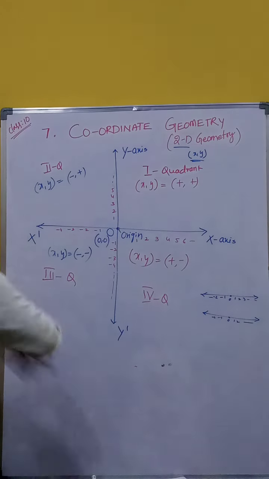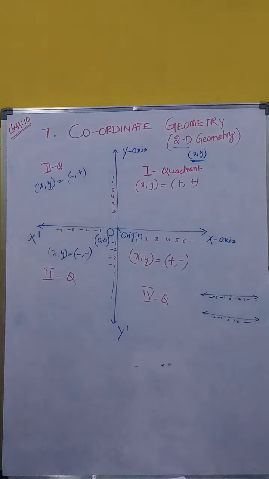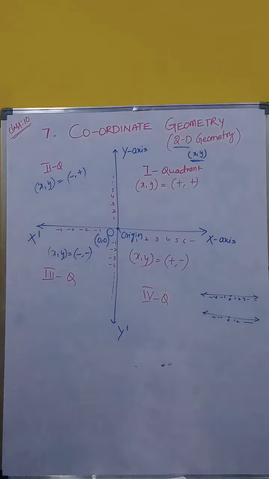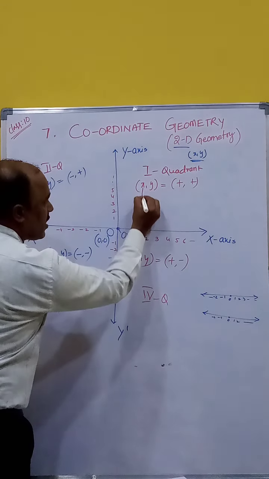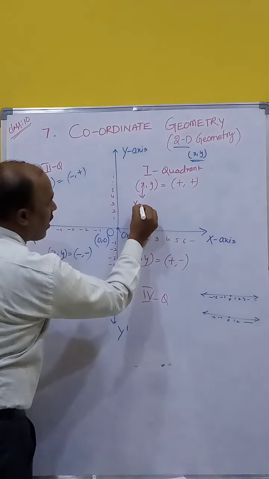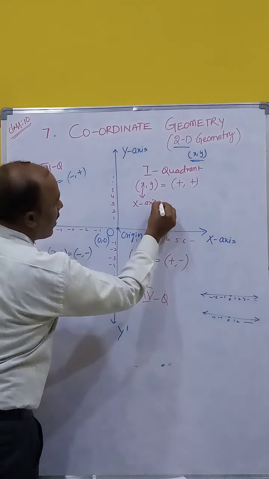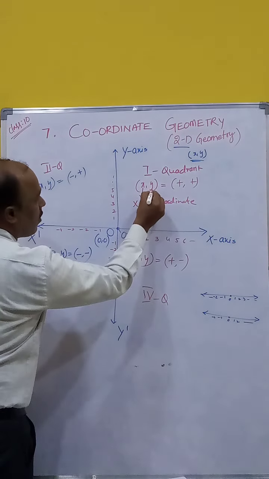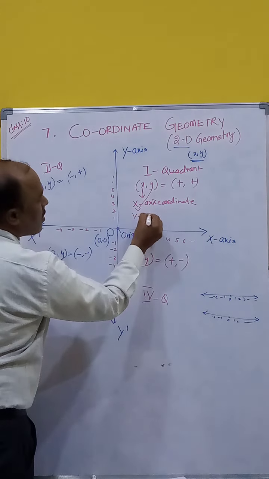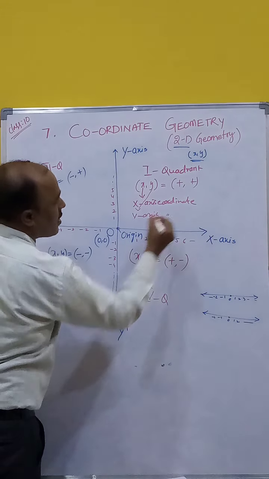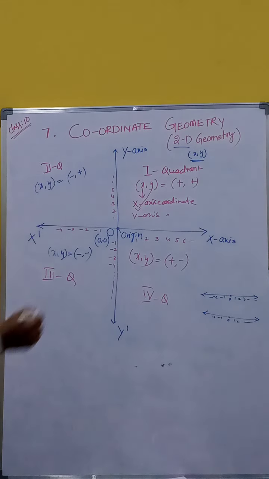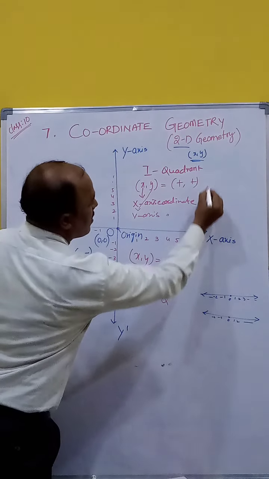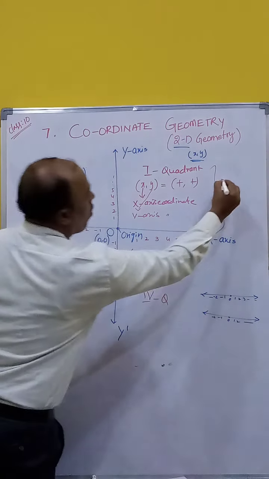This whole thing is called the coordinate plane. Here x comma y is called coordinates. X is called the x-axis coordinate, and y is called the y-axis coordinate. Clear, children? This whole thing together is called the coordinate system.